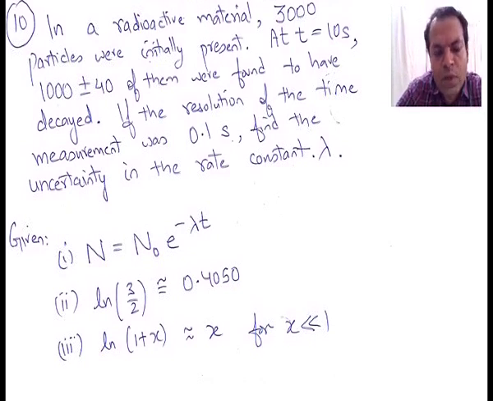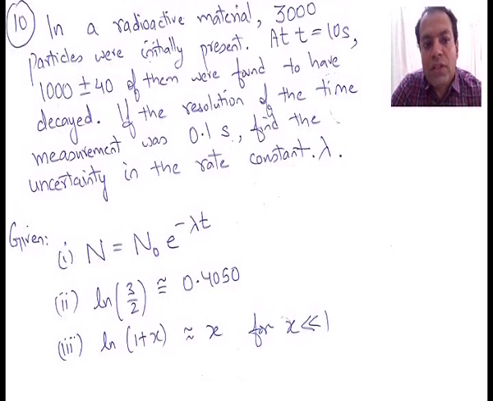What do you mean plus minus 40? Either 1000 have decayed or 1040 have decayed or 960 have decayed. How can we assign error bars? This could be statistical error bars. Maybe you repeat the experiment separately a number of times and you get an average value of 1000 have decayed after 10 seconds and there is a standard deviation error of 40. So 1000 plus minus 40.